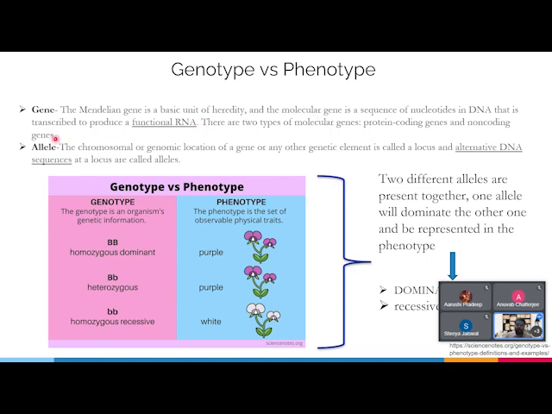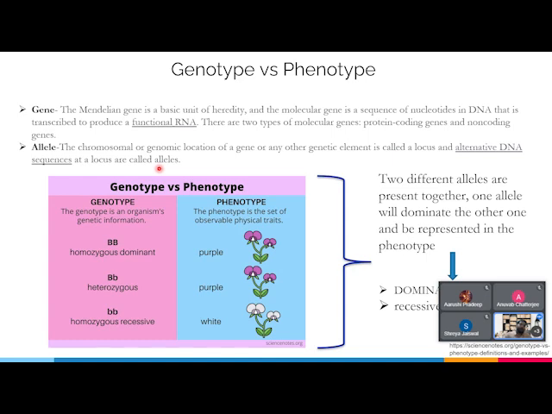Now we move on and look into what exactly is an allele. Allele is something that is thrown around a lot during genetics. The chromosomal or genomic location of a gene or any other genetic element is called a locus, and alternate DNA sequences at a locus are called alleles. Essentially, alleles are different forms of a particular gene.